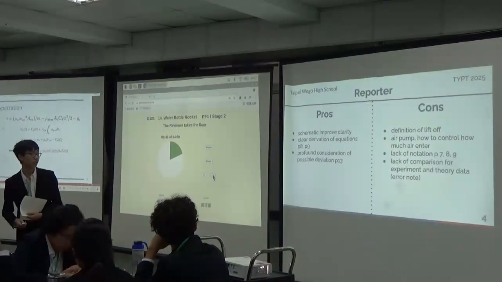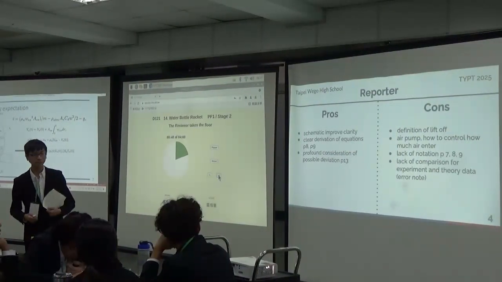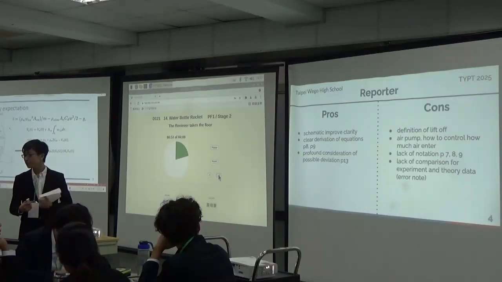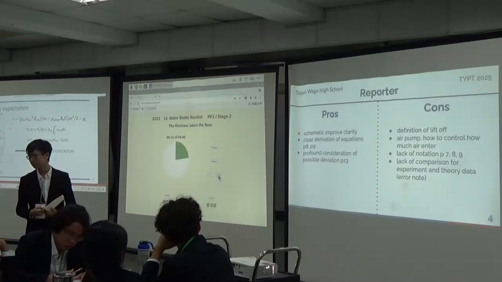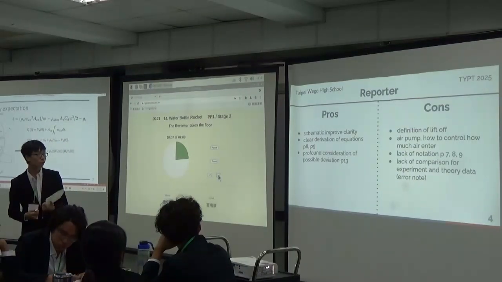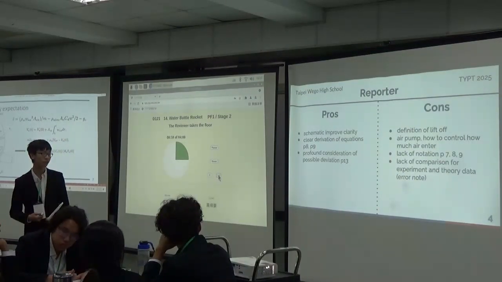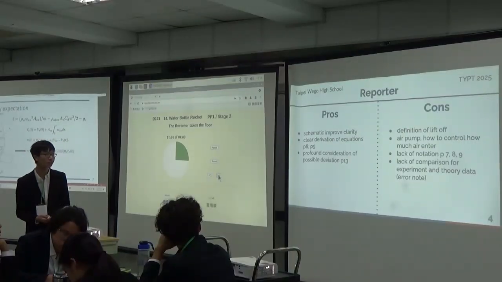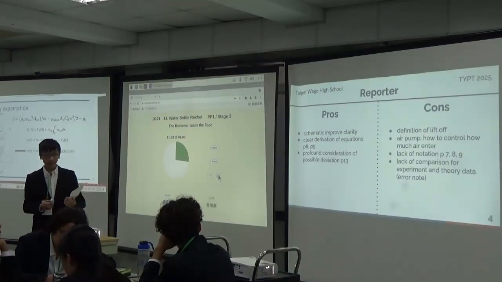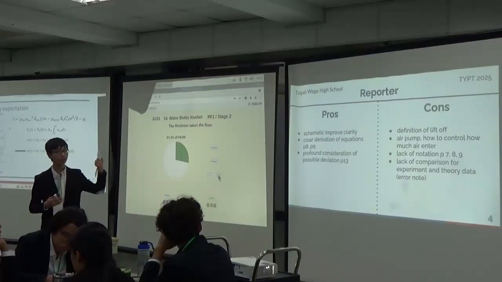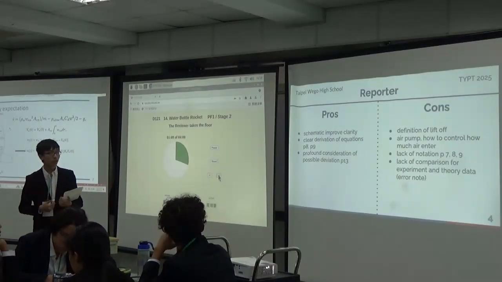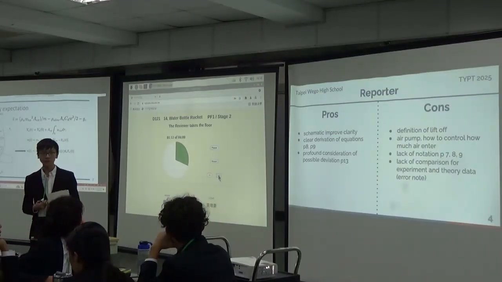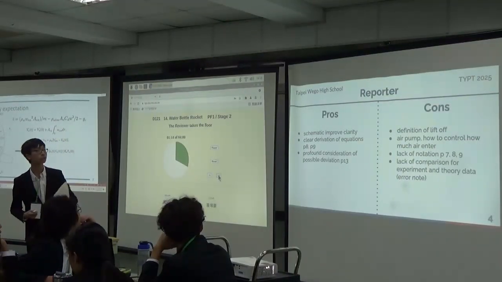Let's start with the pros and cons. For the reporter, the pros are clear derivation of the equation on pages 8 and 9, and profound consideration of possible deviations on page 13. However, there are still some cons: considering the definition of lift-off, the air pump, how to control the air amount, and how the notations need to be more defined in these pages.